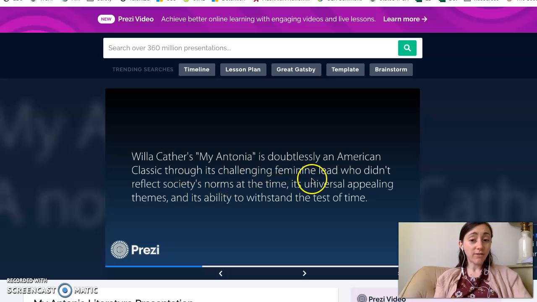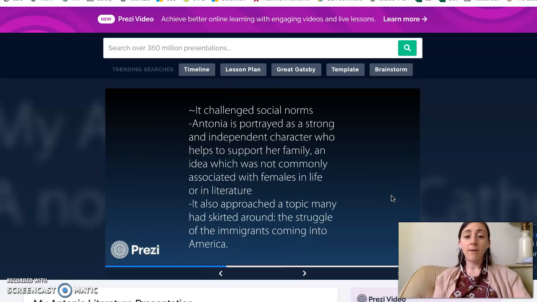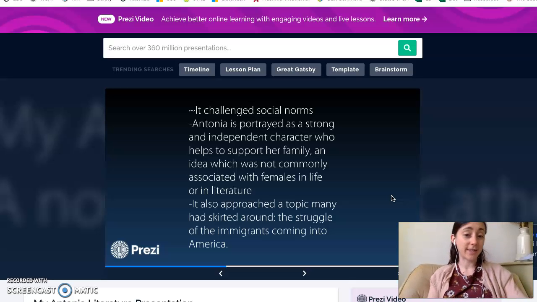It has a challenging feminine lead who didn't reflect social norms at the time. It is universally appealing in its thematic nature, and it has an ability to withstand the test of time. We just talked about that. In the ways that it challenged social norms specifically, Antonia is portrayed as a strong, independent woman. She's a female character who helps support her family. That is not a common idea associated with women in literature up to that time.